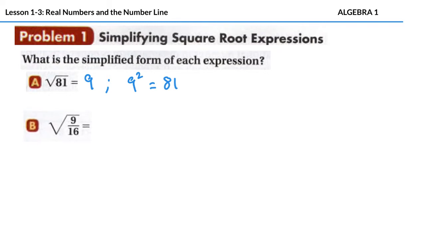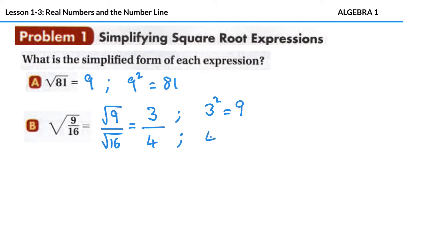What is the simplified form of this expression? Square root of 9 over 16. You can actually split the square root. You can write it as square root of 9 over square root of 16. Square root of 9 is 3, because 3 squared is 9. And square root of 16 is 4, because 4 squared is 16. So the square root of 9 over 16 is 3 over 4. Great. Now let's see whether you got it or not.